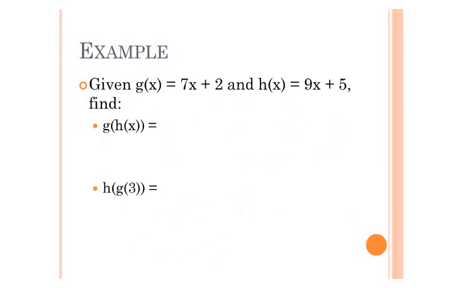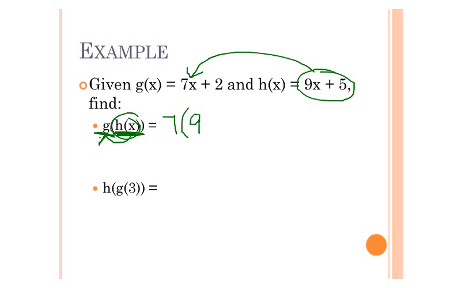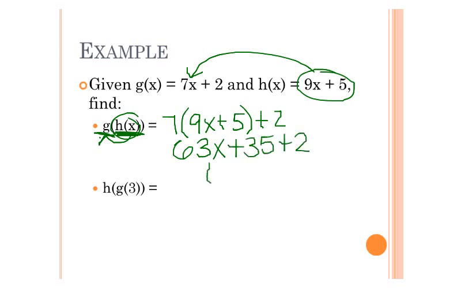For a composition of functions, it's just a function within another function. So in this case, we have g of h of x. So I'm going to take the h of x function and input it into the g of x function. So here 9x plus 5, wherever I have an x in my g of x function, I'm going to substitute 9x plus 5. So 7 times 9x plus 5 plus 2. 63x plus 35 plus 2, 63x plus 37.